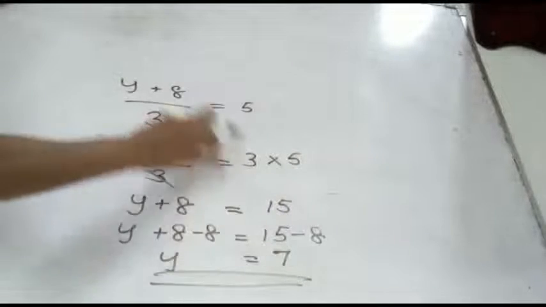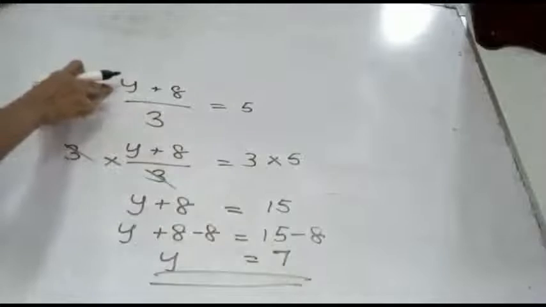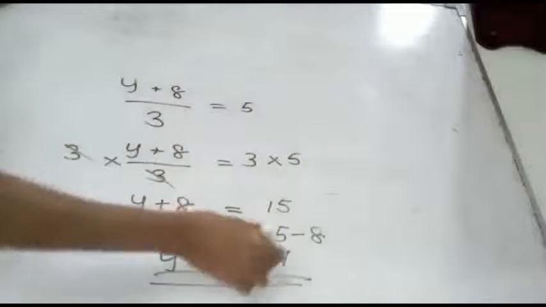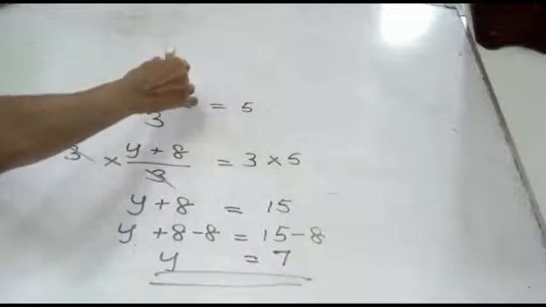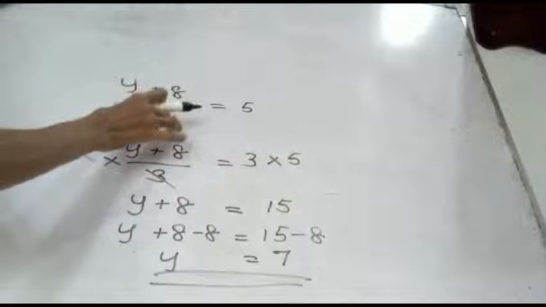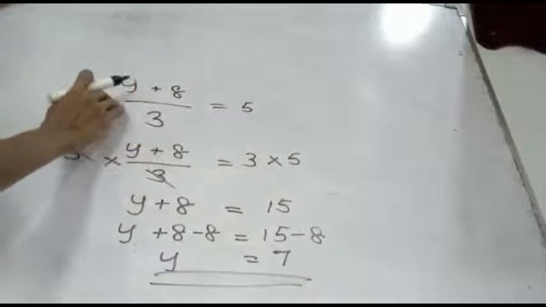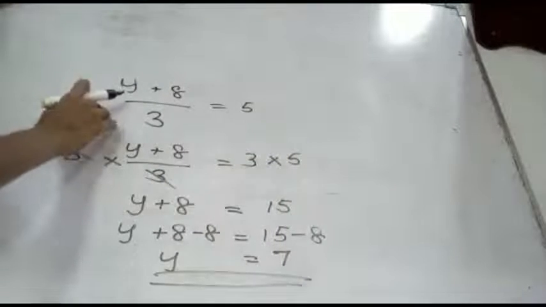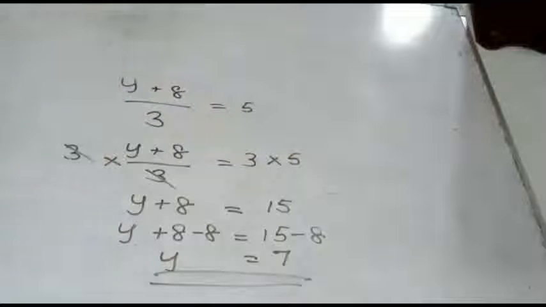We substitute 7 for y. 7 + 8 is equal to 15. 15 divided by 3 is equal to 5. Left hand side is equal to 5. It's equal to the right hand side. Then the answer is correct.